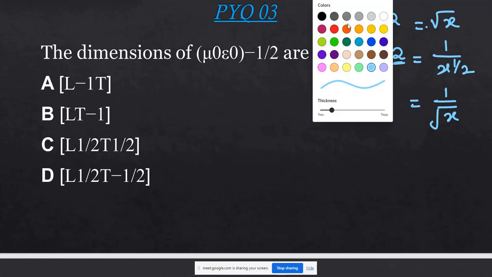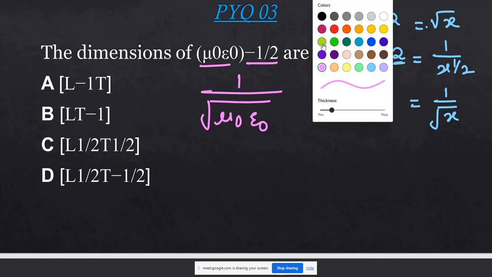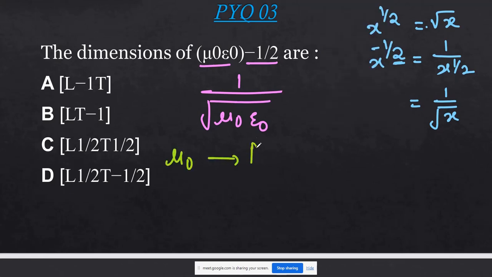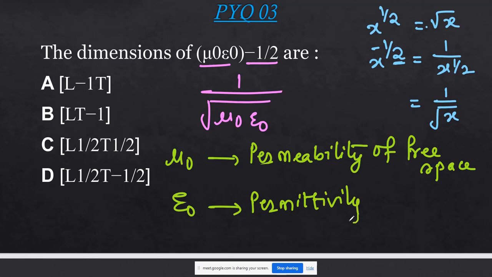Now see this question, the same was given: mu naught epsilon naught power minus 1 by 2. So I can write it as 1 by square root of mu naught epsilon naught. What is this mu naught? It is permeability, not permittivity. You will study in magnetism, permeability of free space. Epsilon naught is permittivity, which you will study in electricity. Permeability is related to magnetic fields, permittivity is related to electric fields. So this is the permittivity of free space.